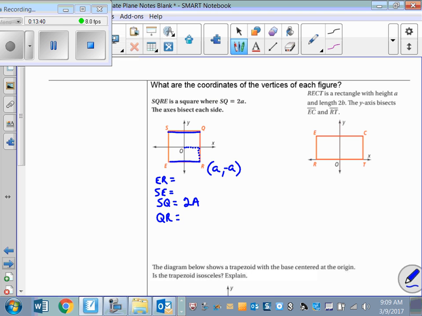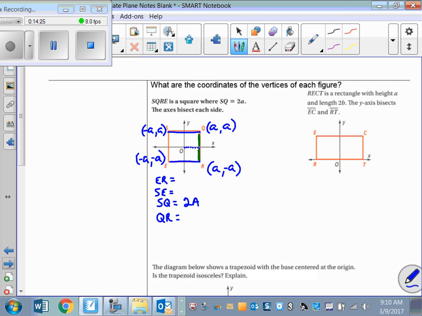Okay, so now let's look at the coordinates for vertex Q. Once again, my x value is going to be a, and how high am I going? Well, I'm going up a units. So if I look at the total length of QR, it's going to be this piece right here, which is a units long, and this piece right here, which is a units long, which makes the whole thing 2a units long. Okay? And then for S, I've got to go negative a units. So I'm going left a units and up a units. And then for E, I'm going left a units and down a units. So there are the vertices.